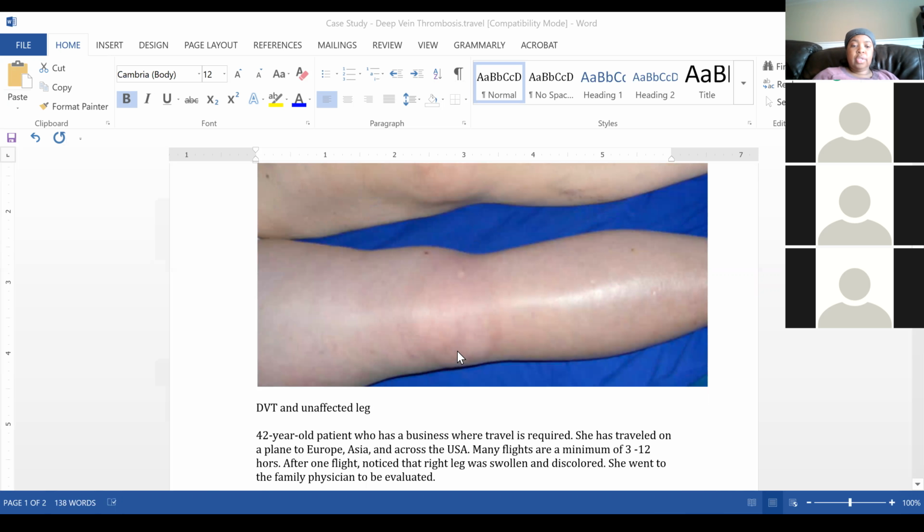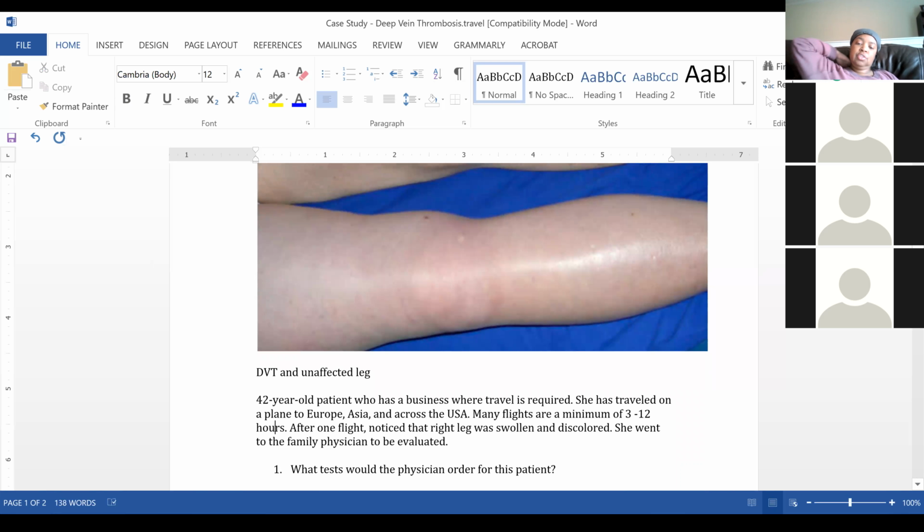So we have a 42-year-old patient who has a business where they travel quite frequently. They travel to Europe, Asia, and across the US. Many flights are a minimum of 3 to 12 hours. That should be an H, so let's just go ahead and put that in there because otherwise it says something else. After one flight, they noticed that the right leg was swollen and discolored. So she went to the family physician to be evaluated.